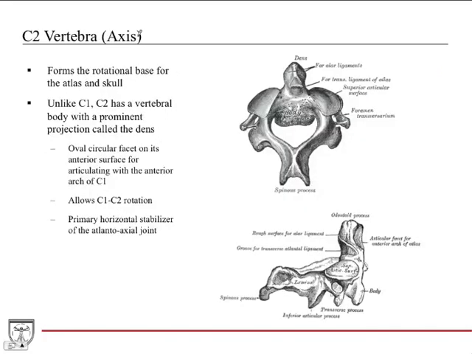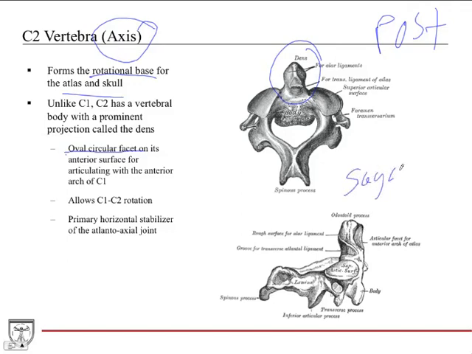So the C2 vertebra, also known as the axis, because you consider an axis of rotation, the rotational base of the atlas and the skull, hence the axis, okay? Unlike C1, C2 has a vertebral body, and it also has a prominent projection that we've been talking about a lot here, which is called the dens. This is a good picture, a posterior superior view of the C2 vertebra, and you can see the dens is this structure that projects superiorly, okay? Now it has an oval circular facet on its anterior surface. We're looking posteriorly. Here it is right here. This is a sagittal or lateral view.